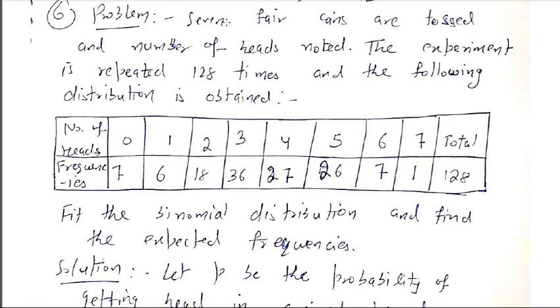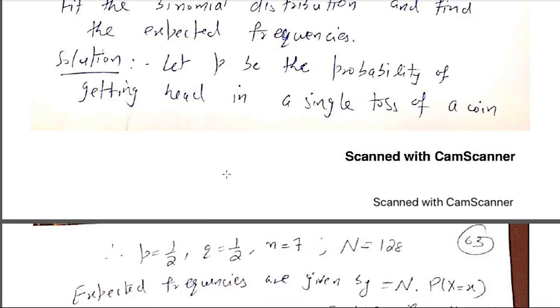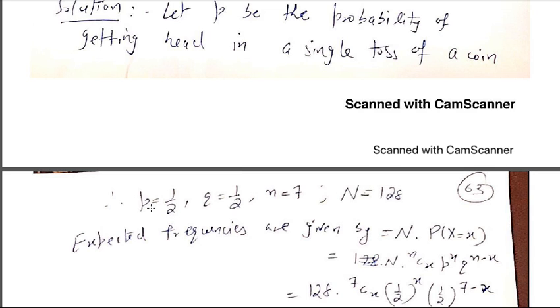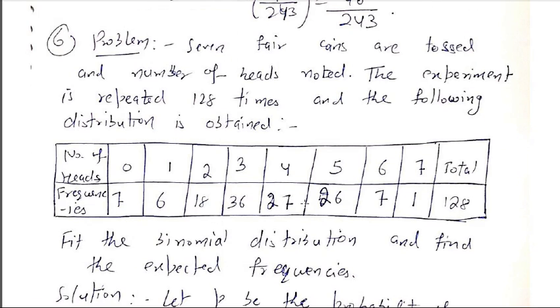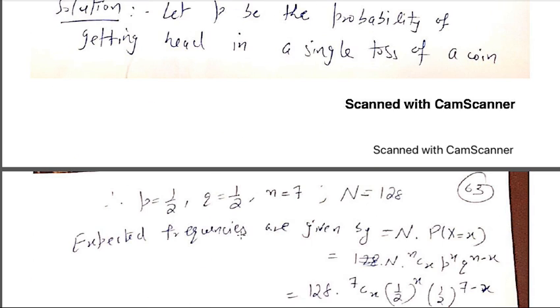You can see here our small n is 7. Because it's a problem of tossing a coin, let p be the probability of getting a head in a single toss of a fair coin. Then p is 1/2 and q is also 1/2. Small n is 7 because 7 fair coins are tossed simultaneously, but this process is repeated 128 times, so capital N will be 128.